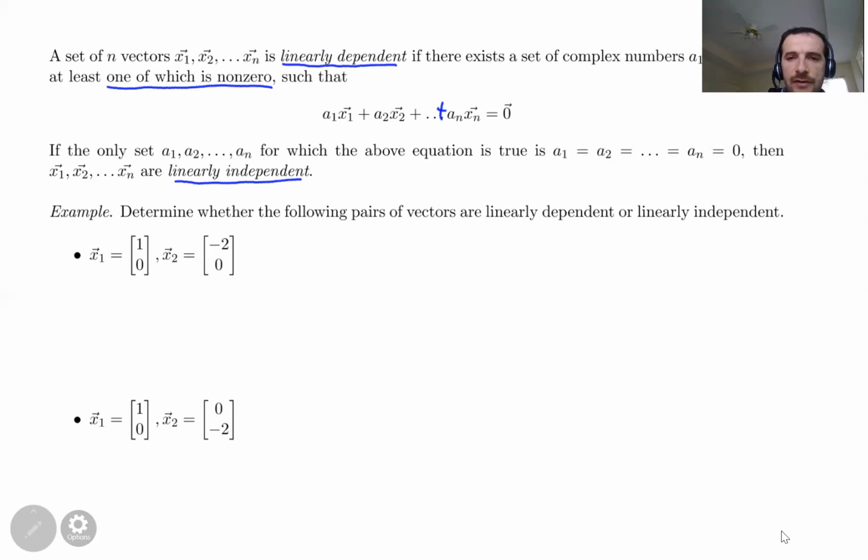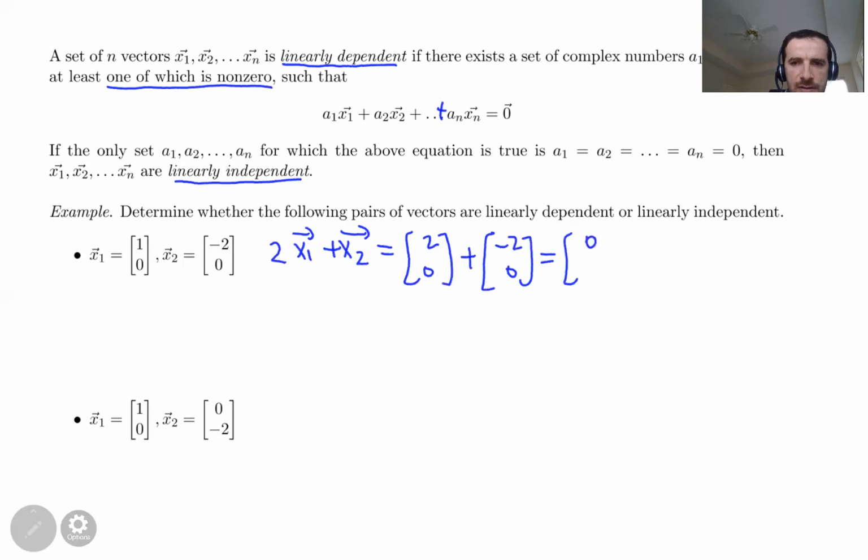Determine whether the following pairs of vectors are linearly dependent or linearly independent, okay? So this is our first vector and second vector. And when I look at the vectors, I can see that if I get 2x1 plus x2, right? 2x1 will be 2, 0, plus x2 is negative 2, 0. So it is 0, 0, right? Yes. So we get the 0, 0 vector as a linear combination of these guys, and the coefficients are not all 0. That's why this is linearly dependent, okay?